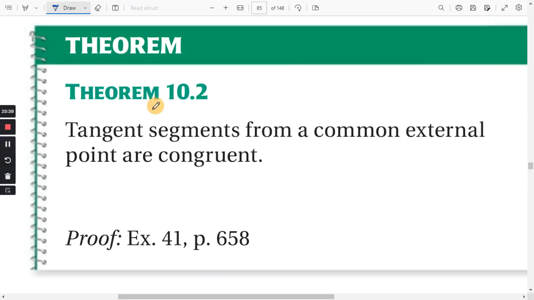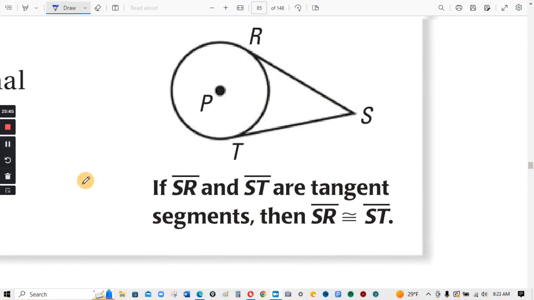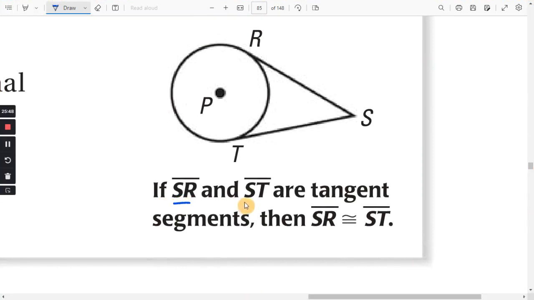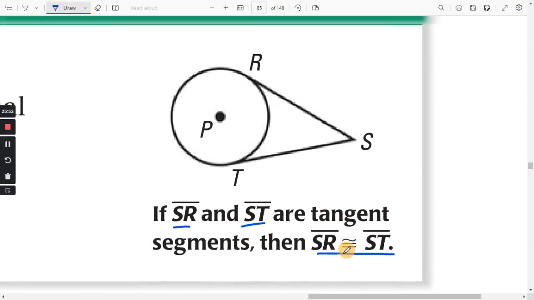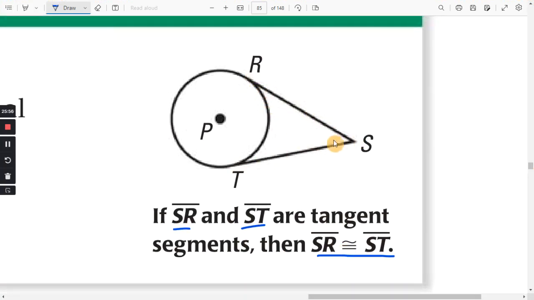Okay, tangent segments from a common external point are congruent. So here it says if SR and ST are tangent segments, then SR is congruent to ST. All right, so first it has to be established that these are tangent segments. And since they have the same endpoint outside the circle, they're both sharing point S, that means they are congruent. So this length is the same as that length because they both have the same endpoint outside the circle and they are both tangent.